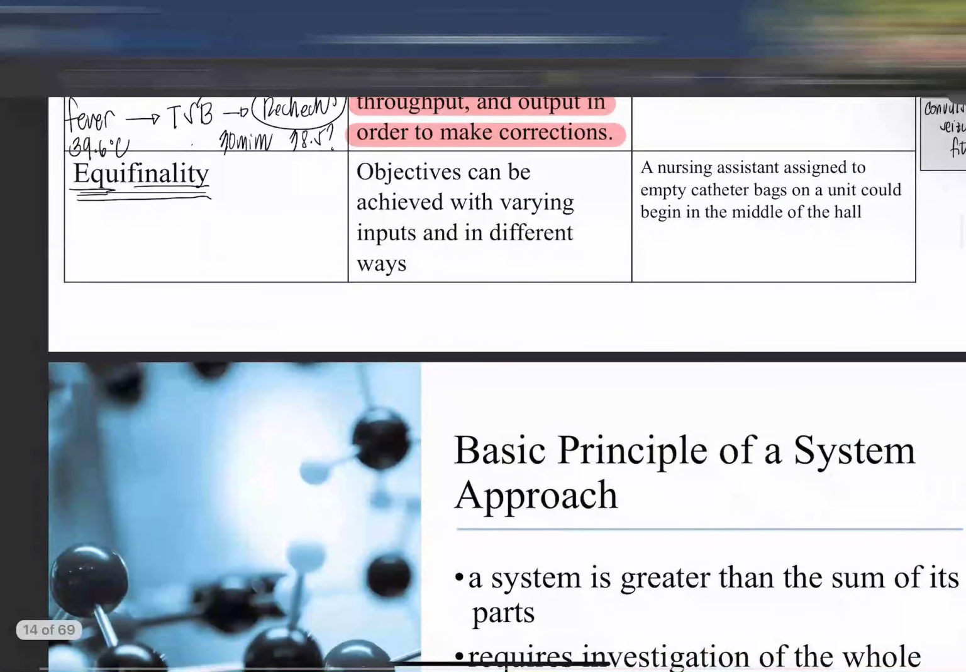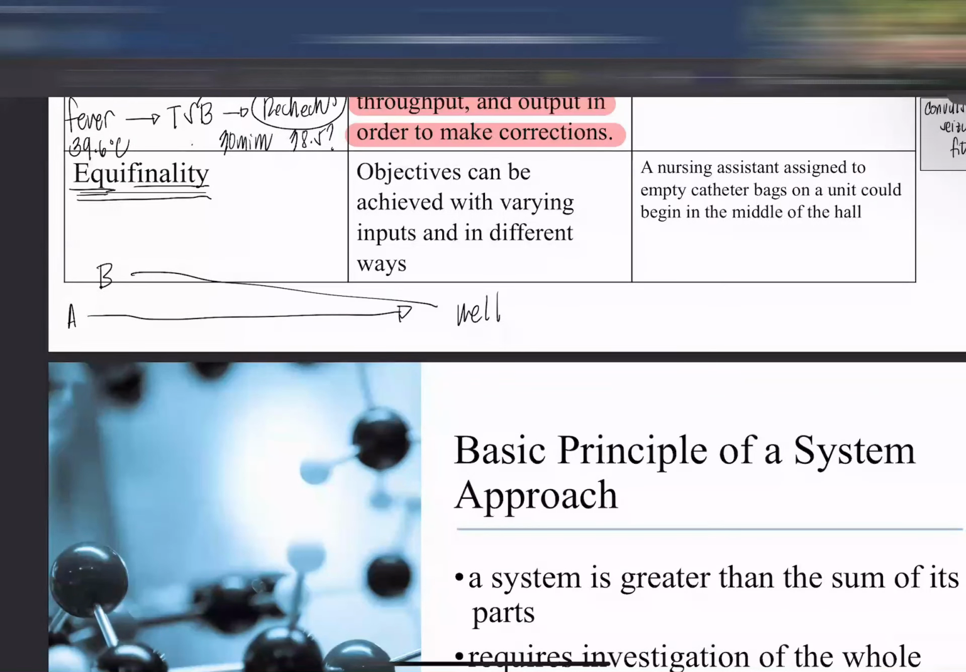Okay? Which means that if I would want my patient to be well, it does not mean that I will only do option A. There could be option B that will also lead to the patient becoming well. There is option C leading to the patient becoming well. So, ibig sabihin class, if this is my objective, my goal, there are different ways for me to attain it.